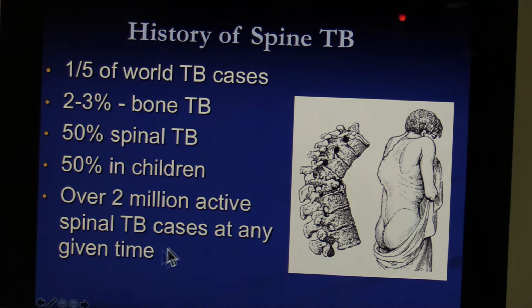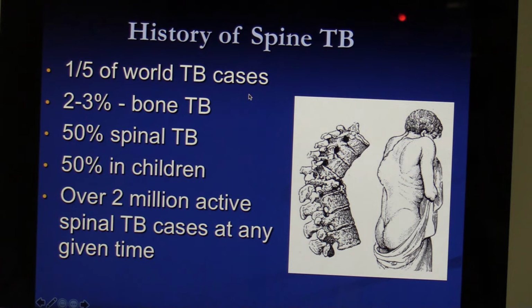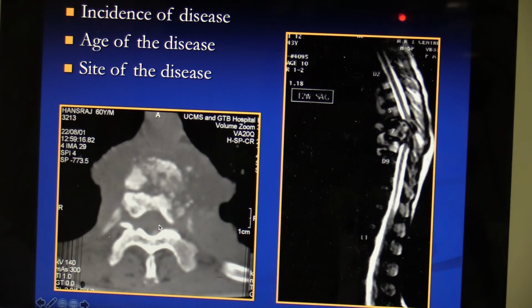Now, in the present time, 1/5 of the world TB cases are in India, and out of all cases, 2 to 3% are bone TB, and out of these 2 to 3% bone TB, 50% are spinal TB, and out of all spinal TB, 50% occur in children. We have over 2 million active spinal TB cases at any given time.